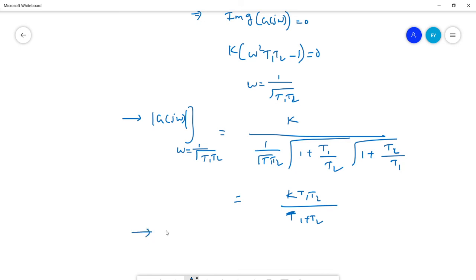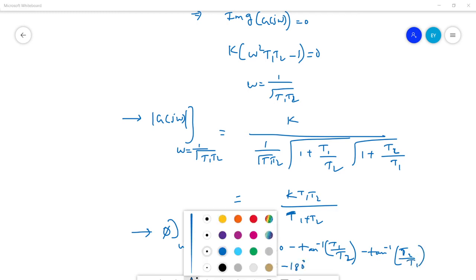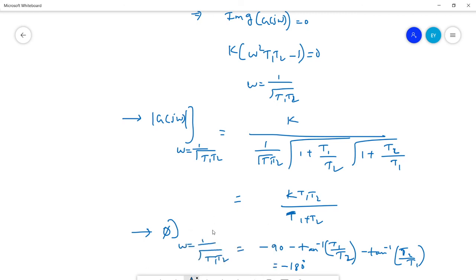Similarly, when we compute the phase angle at omega equal to 1 by root of t1 t2, substituting the same omega in the given expression, that is minus 90 minus tan inverse of t1 by t2 minus tan inverse of t2 by t1, you get an angle of minus 180 degrees.